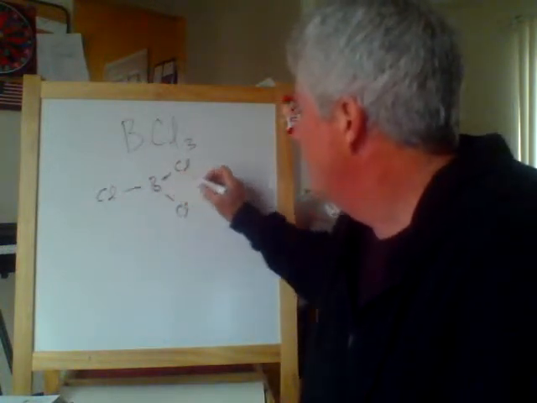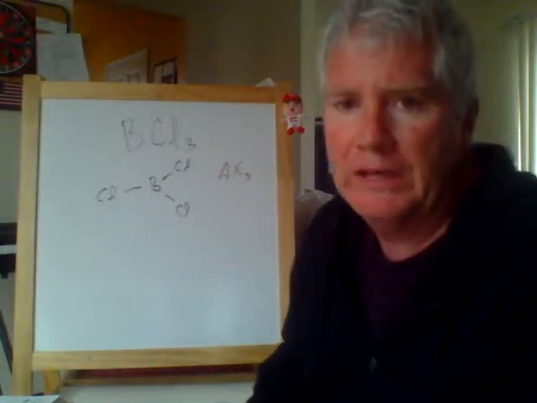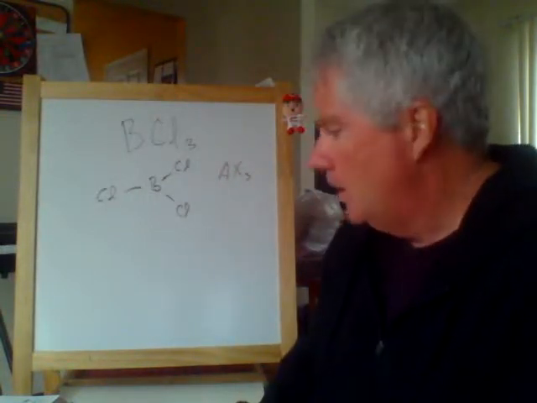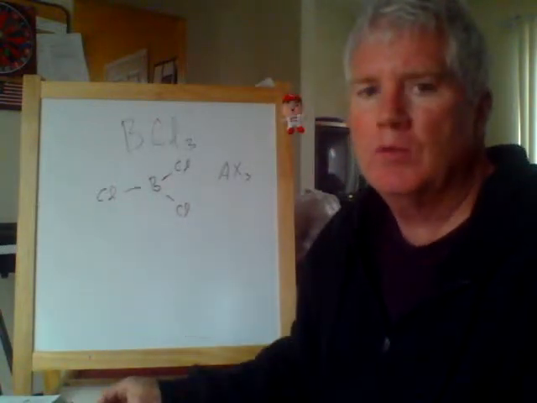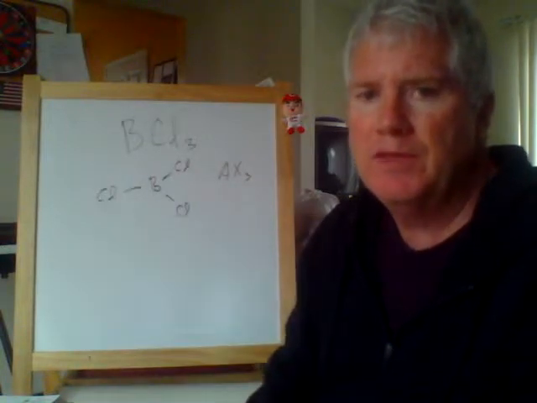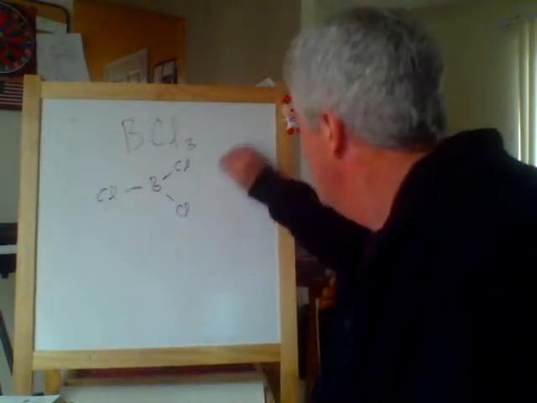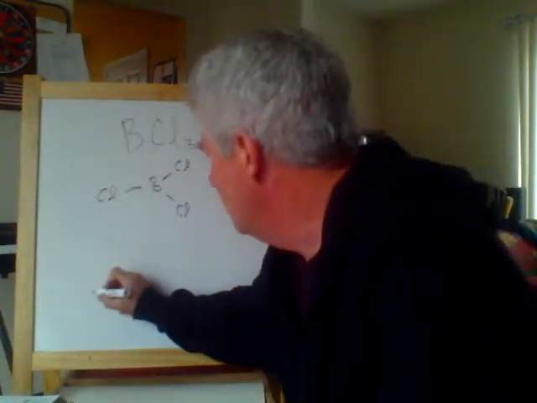The shape of this is the shape of AX3, which we know is trigonal planar. That's all from VSEPR theory. So how can we explain this using VB theory and the orbitals? Well, the same kind of thing we did with beryllium, let's look at boron.